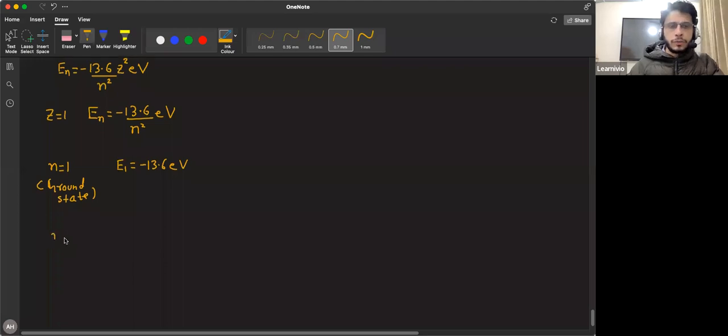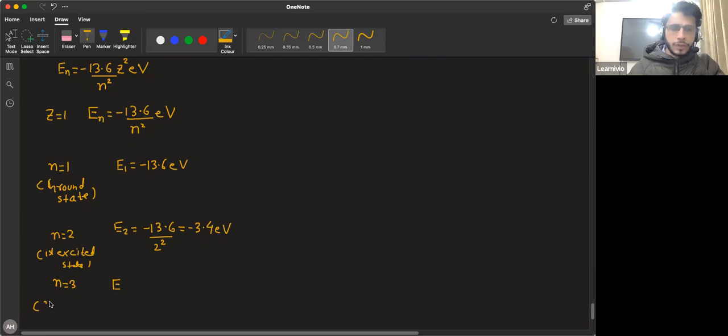When you put n equal to 2, the energy of the electron will become minus 13.6 over 2 square. So it's 13.6 by 4, which will be minus 3.4 electron volt. Similarly, you can calculate for n equal to 3. So n equal to 2 is known as the first excited state. N equal to 3 is known as the second excited state, and so on.